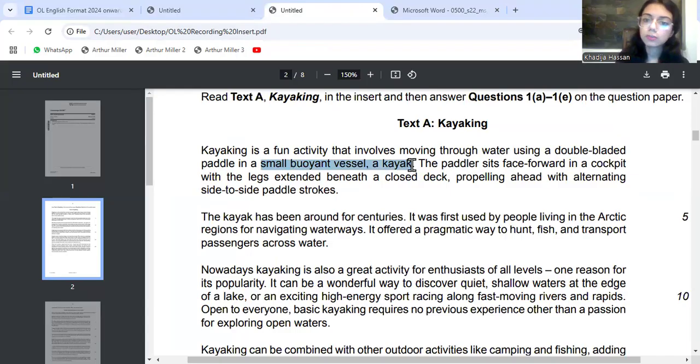Kayaking is a fun activity that involves moving through water using a double-bladed paddle in a small buoyant vessel, a kayak. So as far as I remember, buoyant has something to do with, I think I remember the word buoyancy. It has something to do with being upbeat. But here, I think it means movement. And vessel could mean transport or vehicle, right? Vehicle could be a direct synonym for vessel.